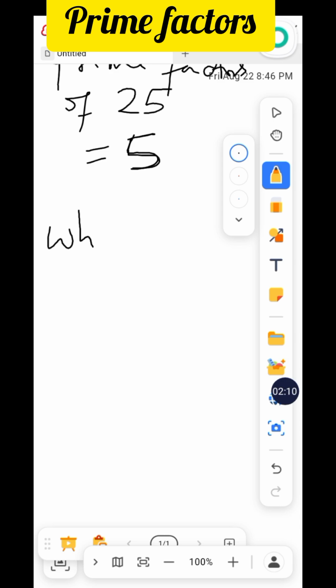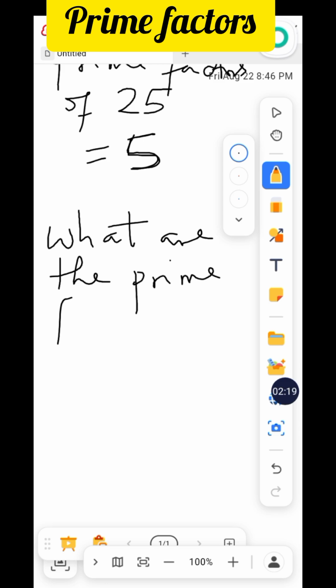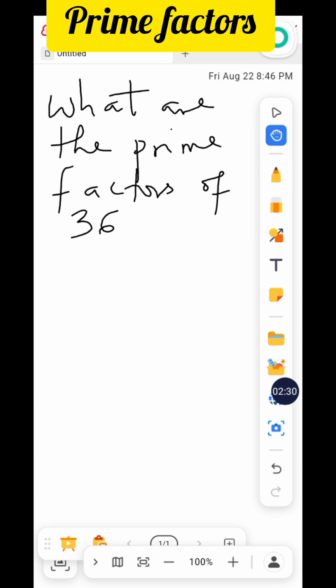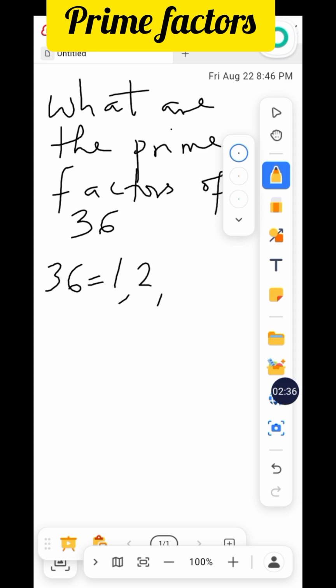So let us look at another one. What are the prime factors of 36? So before we find out the prime factors, we have to find the general factors of 36 first. What are the general factors of 36?